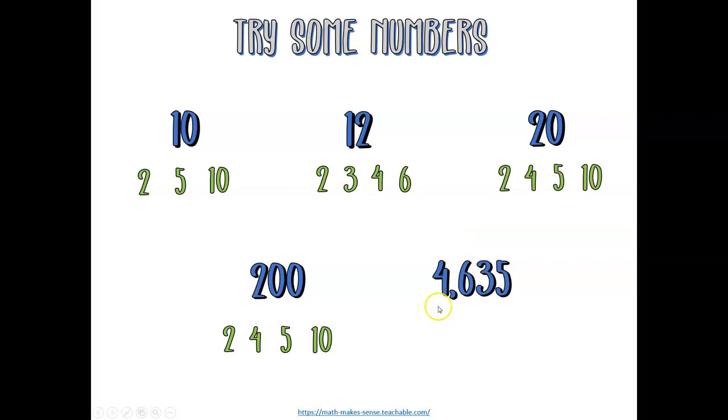Okay, now let's try the big number here. Jump right in with 2. 2 does not work because it does not end in an even number. 3, to find 3 we'll have to add up all these digits. So 4 plus 6 is 10. 10 plus 3 is 13. 13 plus 5 is 18.